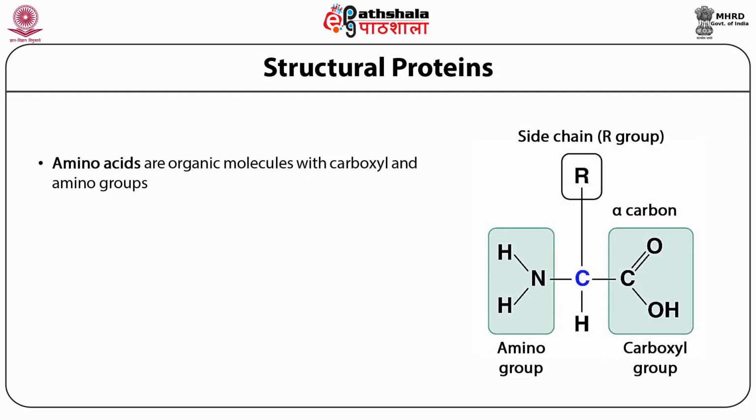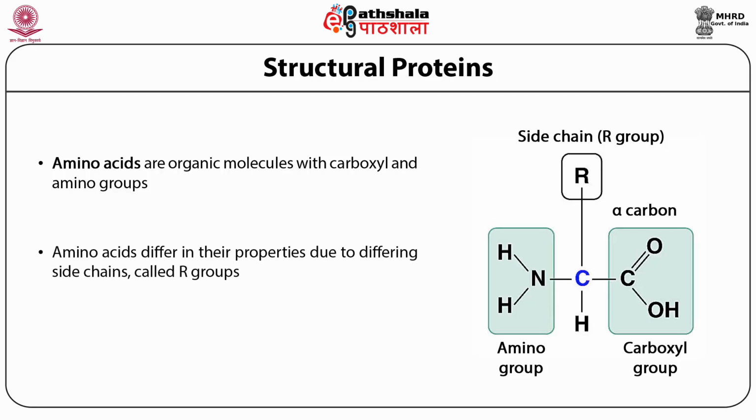Amino acids are organic molecules with carboxyl and amino groups. That is very important, on the same carbon. Amino acids differ in their properties due to differing side chains called R groups. That means in amino acids, one carbon has an amino group as well as a carboxyl group. If both are present on the same carbon, it is called an alpha amino acid. Whereas if the acid group and amino group are separated by one or two carbons, it is known as a beta amino acid or gamma amino acid, depending upon the linkage or attachment of the amino group and acid group between the carbons.